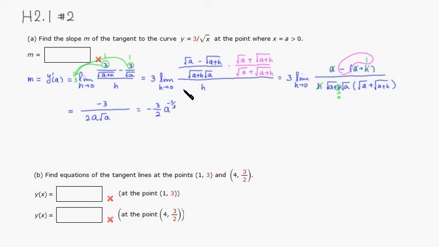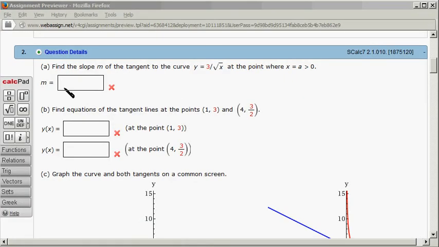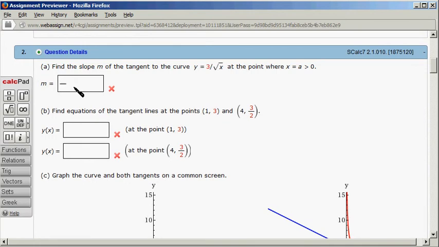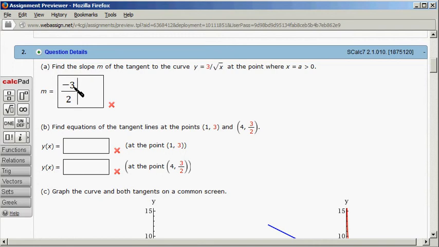All right, so that's the slope. So let's type it in. I'm going to type it in. So that would be negative 3/2. Oops, I'm not typing it in. Let's see, where's the negative sign? I can't find it here. Negative, all right, 3 over 2.